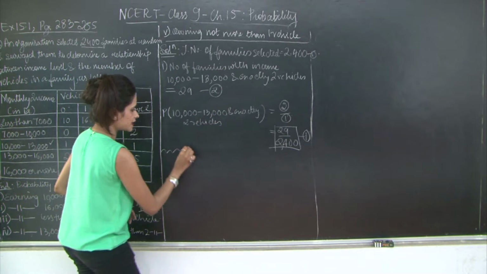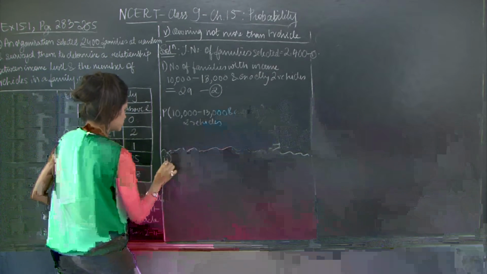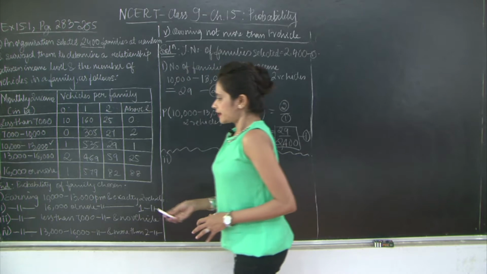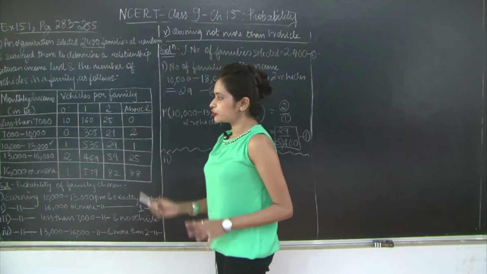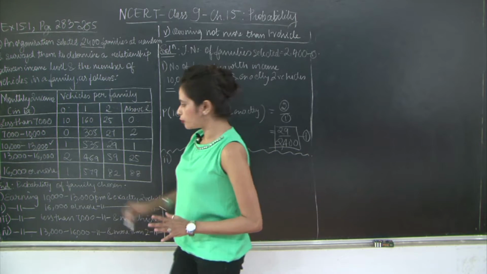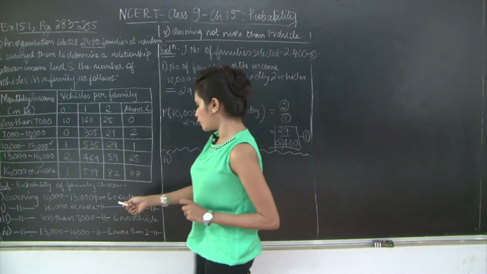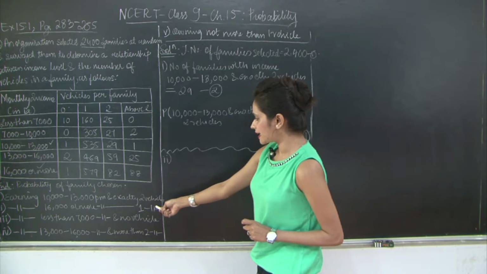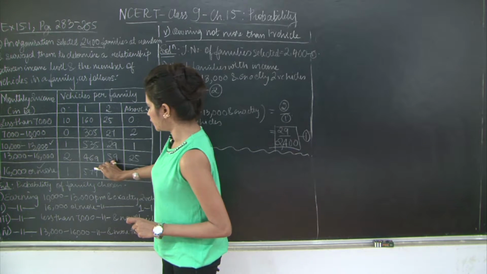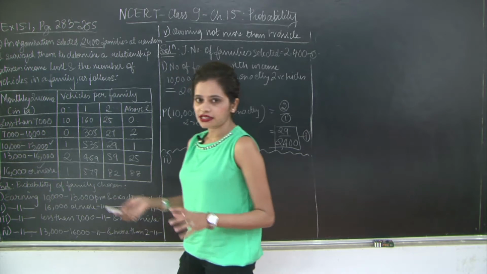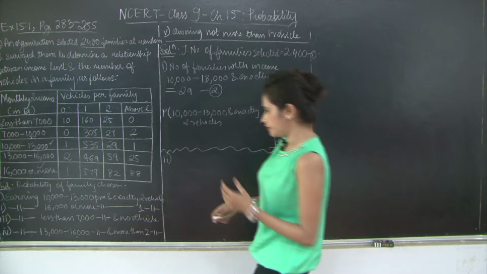Let's move on with the second sub question. Alright, now the income range earning 16,000 or more. So let's see where we have 16,000 or more. This is the last row. 16,000 or more and exactly 1 vehicle. So for exactly 1 vehicle we have here 579. So what is the probability going to be? It is going to be 579 divided by 2400.